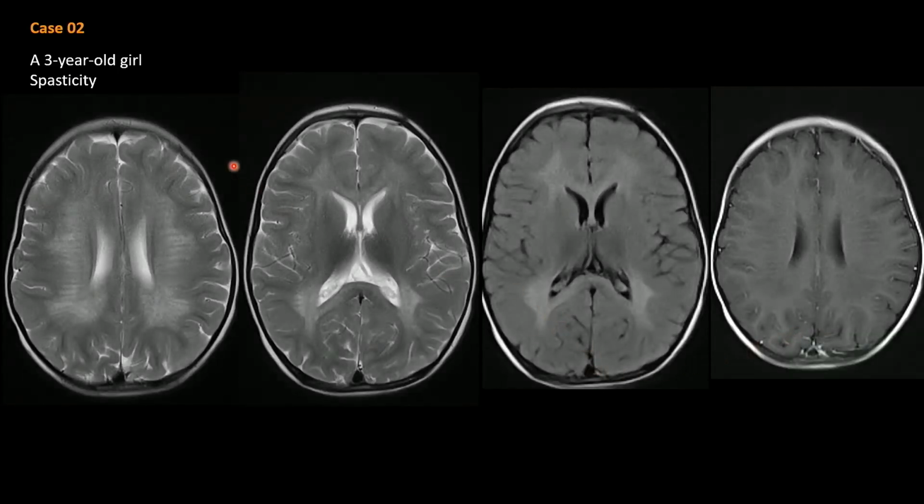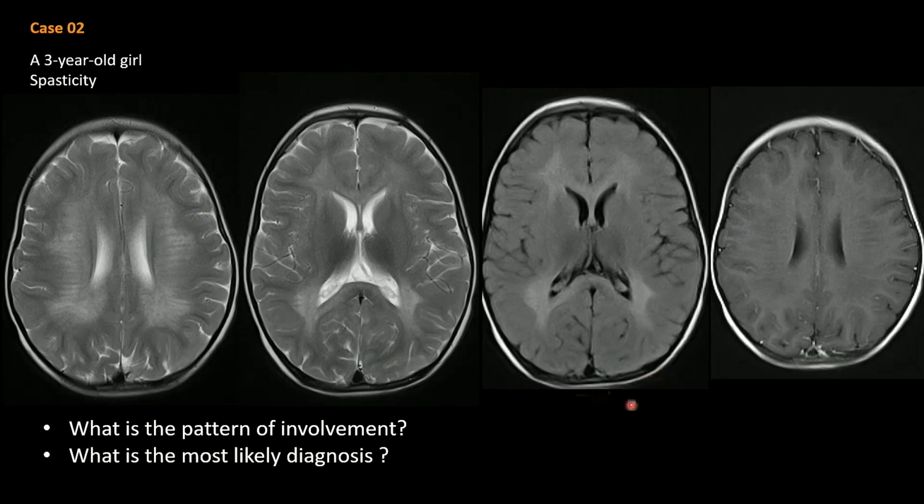Number two is a 3-year-old girl with spasticity. So you can see T2 hyperintensity involving the periventricular white matter and corpus callosum. So the involved pattern is white matter dominant and no contrast enhancement. So what is the most likely diagnosis?